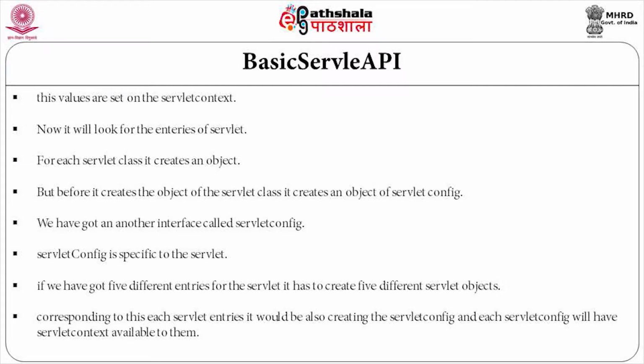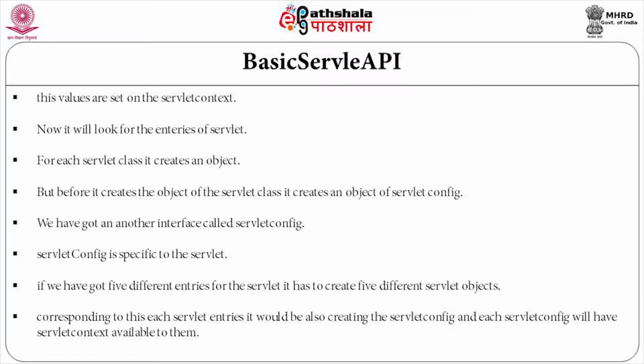But even before it creates an object of that class, it is first creating an object of a servlet config. We have another interface called ServletConfig. So, an object of ServletConfig is going to be created. What would the object of ServletConfig have? There is going to be one servlet context per application. In servlet context, anything specific to the application is available: the initialization parameters, those context param entries.